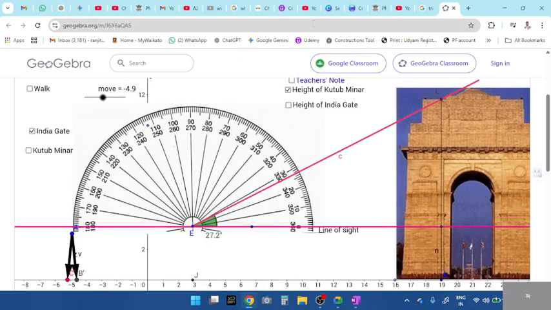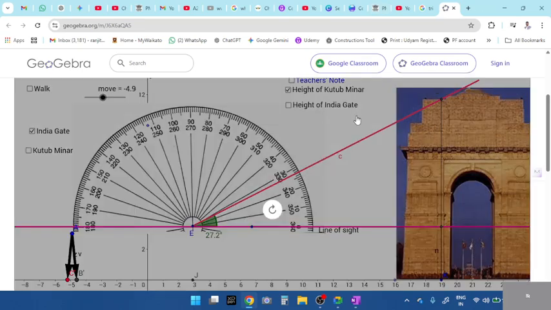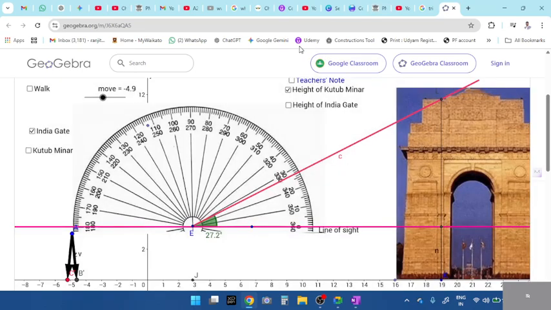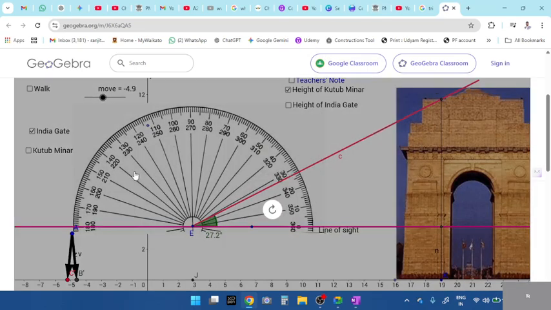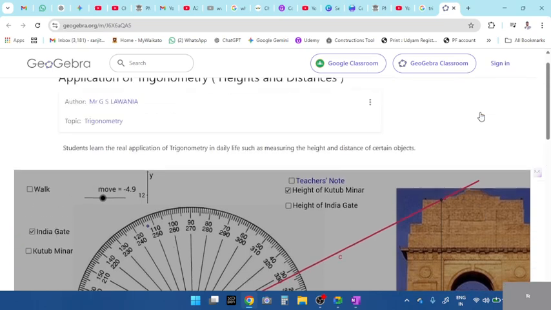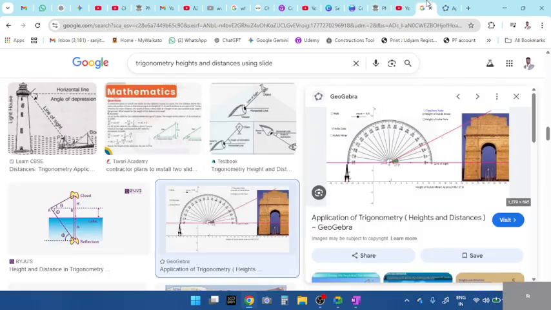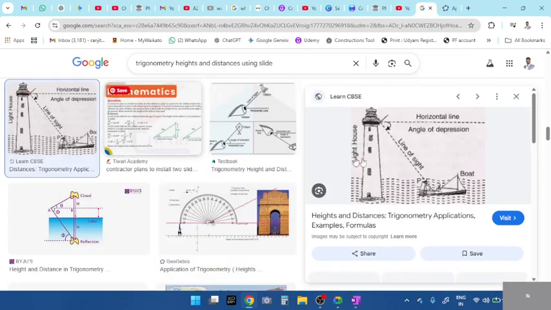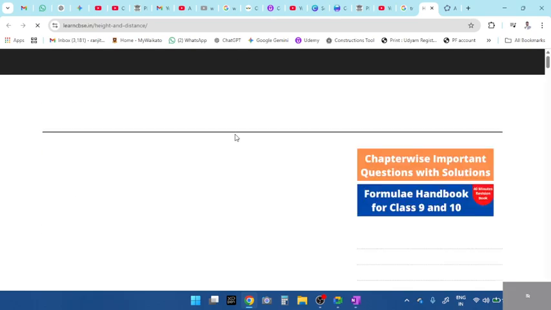Protractor 35 degrees, around 28 degrees, 27.2 degrees. Observe the diagram. 27.2 degrees. Height of what is this? Qutub Minar. Height of Qutub Minar. You can find the height of Qutub Minar. This is for reference, this is how we use a protractor in the heights and distance concept. Then we solved angle of depression and angle of elevation.